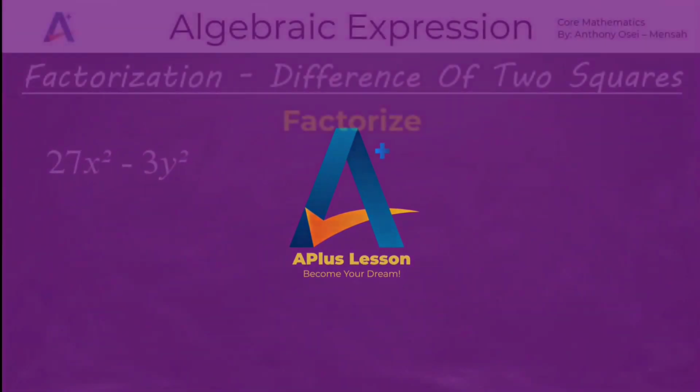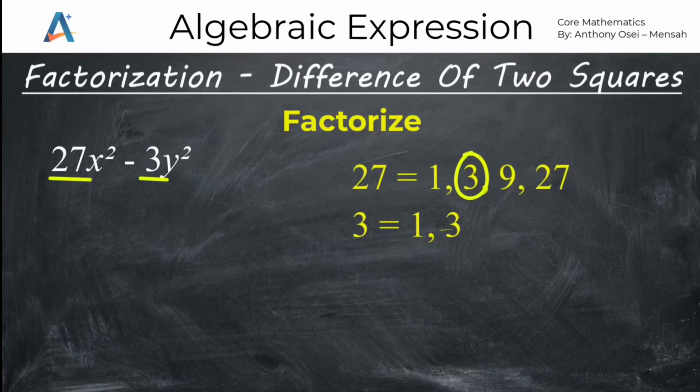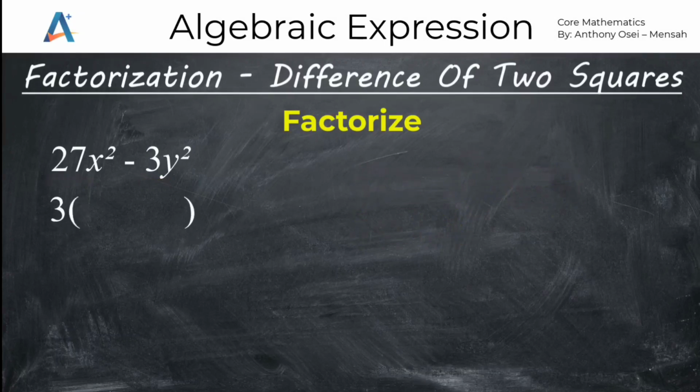Factorize 27x squared minus 3y squared. For you to solve a factorization question completely, you need to ask yourself relevant questions like, what type of factorization is involved or will I use in this particular expression? 27 is a coefficient of x squared and minus 3 is a coefficient of y squared. If I check the two coefficients, there is a common factor of 3 because 3 can still divide 27. So I'll factorize 3 out. Meaning, I will first of all use common factors for this question.